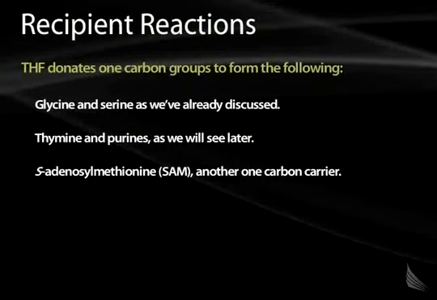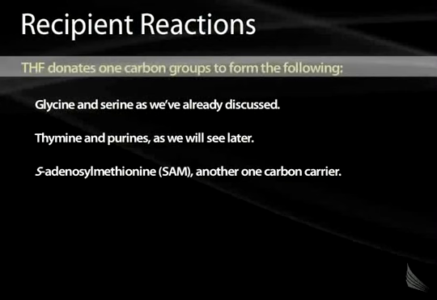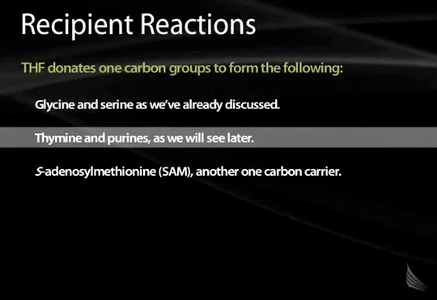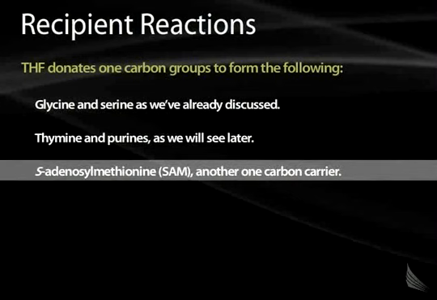Now, once tetrahydrofolate has accepted these single carbon groups, it can then donate them to form other things. We've already talked about how tetrahydrofolate can donate single carbon groups to synthesize glycine and serine. We'll also see that it's involved in thymine and purine metabolism, donating the single carbon group to the nitrogenous bases of DNA and RNA. The other thing you can do is to donate single carbon groups to S-adenosylmethionine, which is another one carbon carrier.